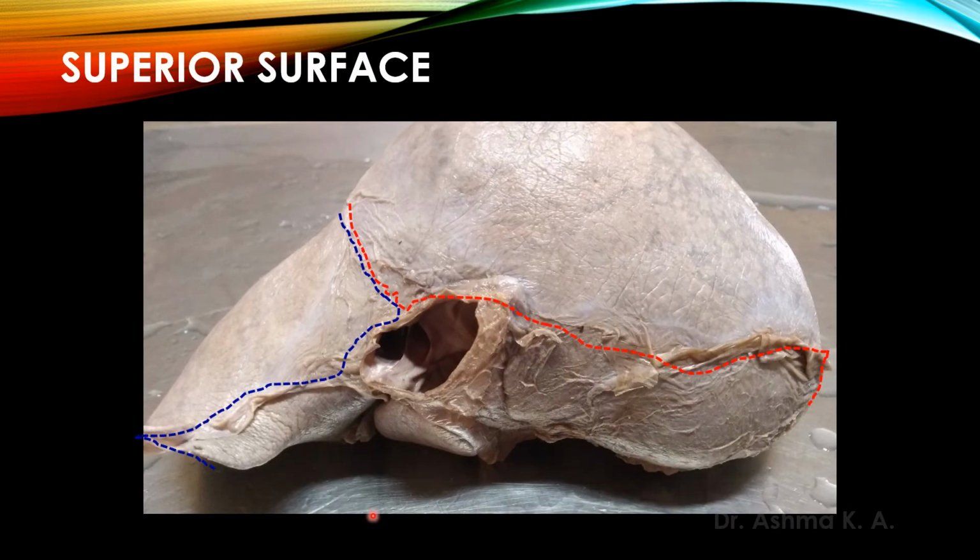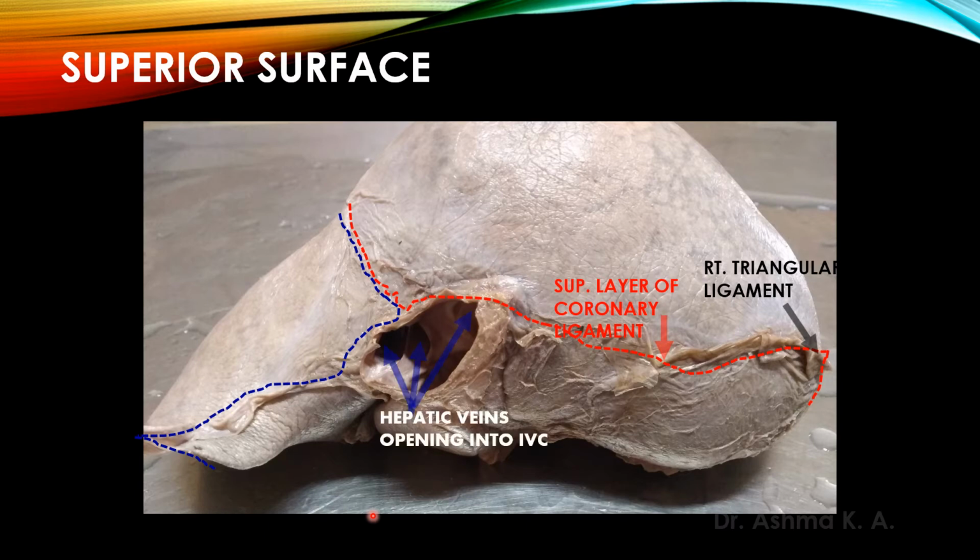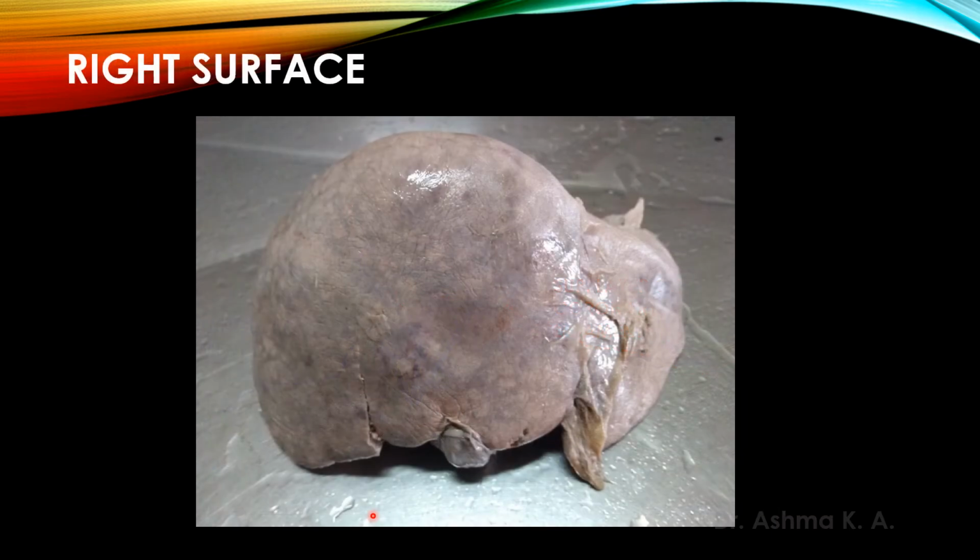The superior surface shows the following features. From right to left, these are the right triangular ligament, the superior layer of coronary ligament, the hepatic veins draining into the IVC, the falciform ligament splitting into 2 and the left triangular ligament. The right surface is related to the right 7th to 11th ribs.